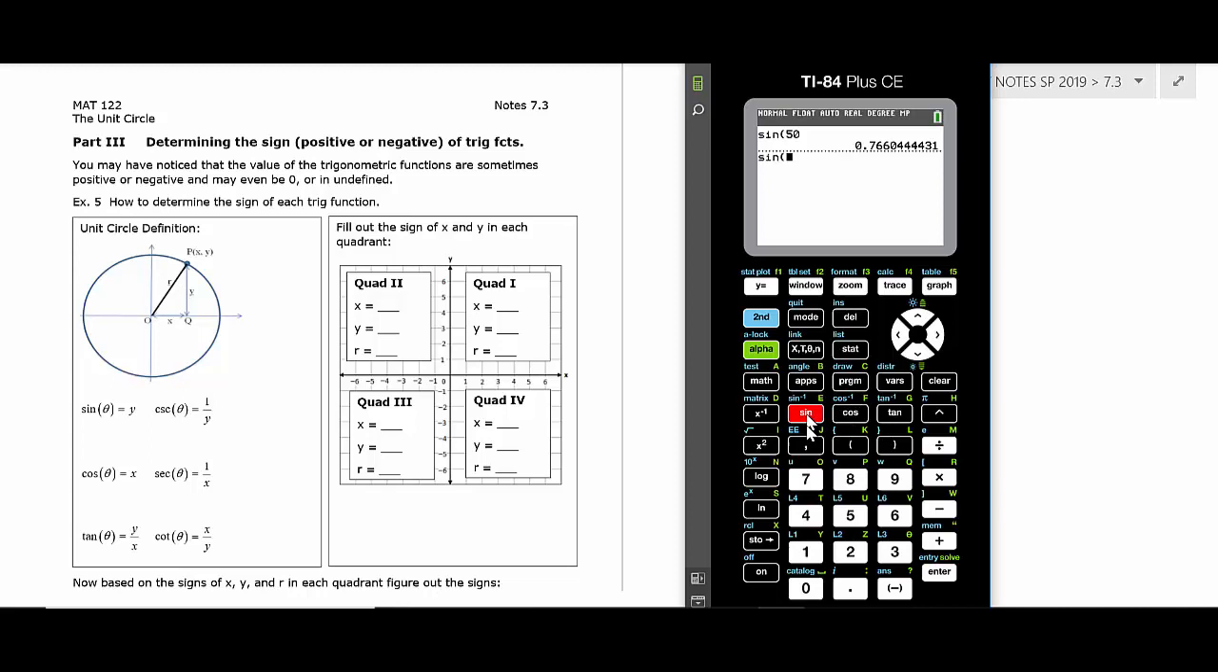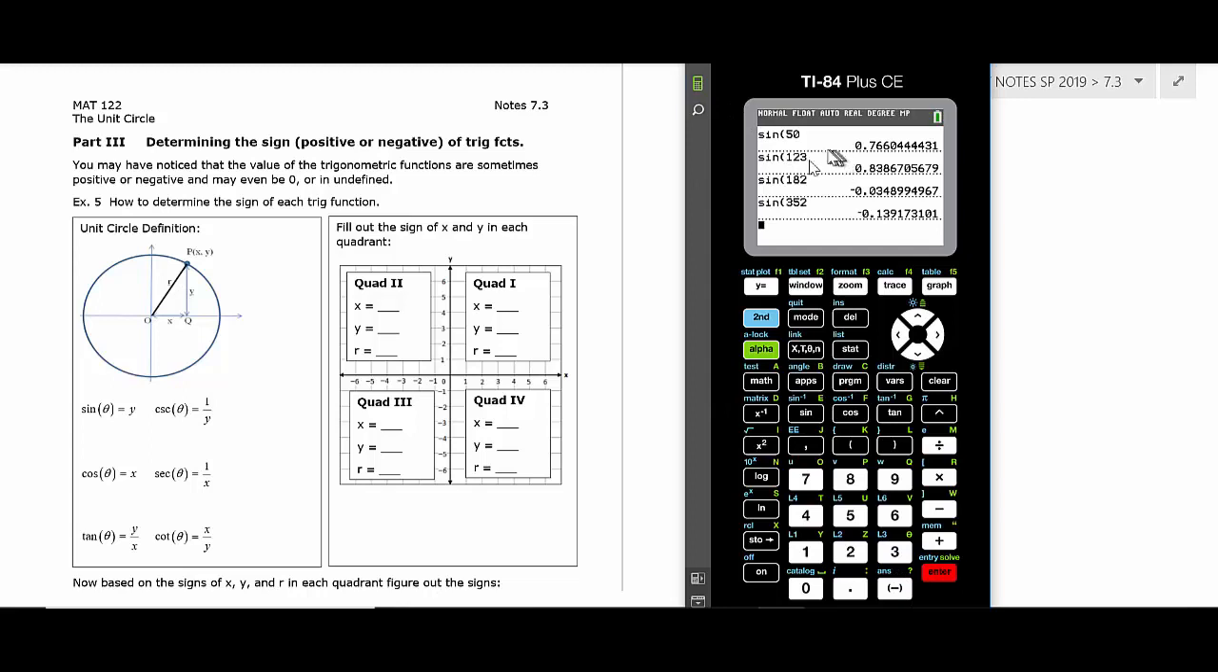Let's take a quadrant 2 angle, like 123 degrees. That's in quadrant 2. Again, I get a positive value, and you always will. Sine of any quadrant 2 angle is positive. Let's go to quadrant 3, like 182. That's in quadrant 3. Notice I get a negative answer. And the sine of 352 degrees, that's quadrant 4, I get a negative answer.